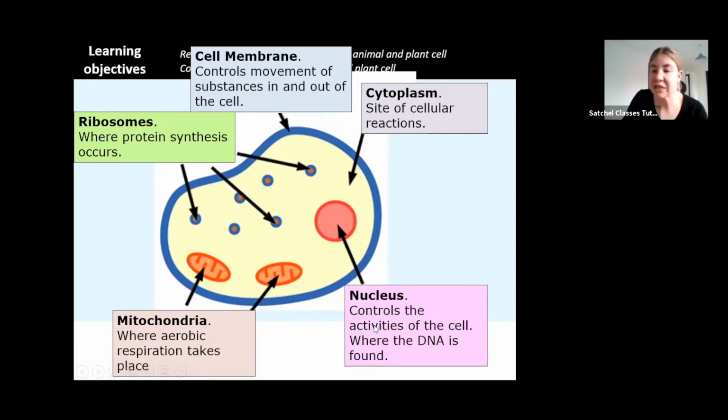Nucleus controls the activities of the cell and is where DNA is found. Please don't say it's the brain of the cell. Maybe you learned that in year 7, but that will not get you the marks at GCSE. It controls the activities of the cell and it's where DNA is found. If you get a GCSE question that says, what is the function of a nucleus? I would put both of those sentences just to make sure that you really get the mark. It's up to you how you want to memorize this. I think it's a great idea if you have a piece of paper to actually copy it.